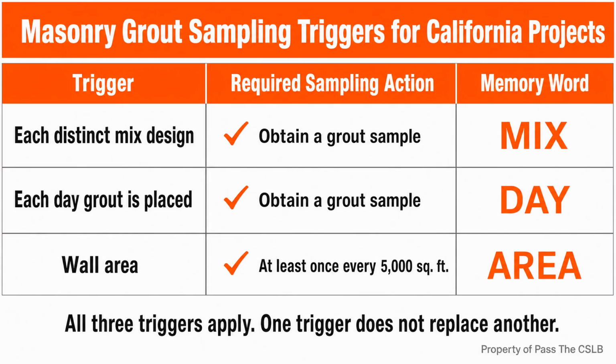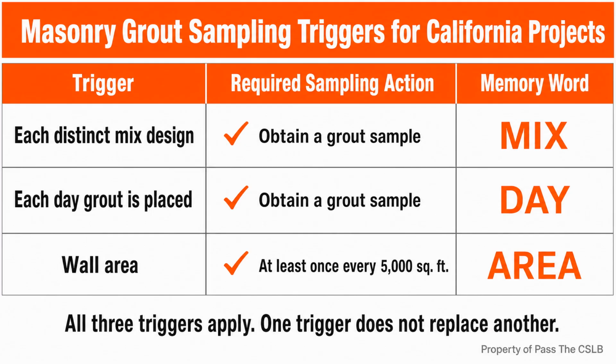A contractor should not select only the easiest one. A new mix design triggers sampling. A new placement day triggers sampling. Wall area creates an additional minimum frequency. The General B superintendent coordinates the testing agency and the placement schedule so the sample is taken when the grout is actually available. Imagine a masonry operation using one mix design across several placement days.